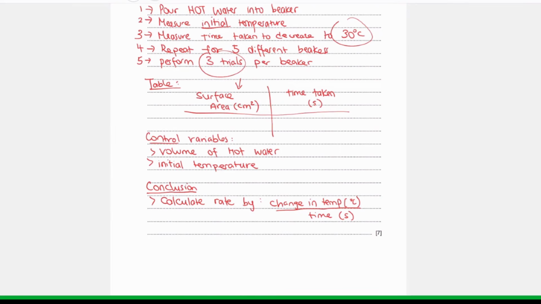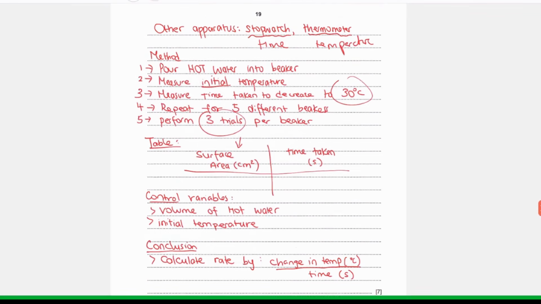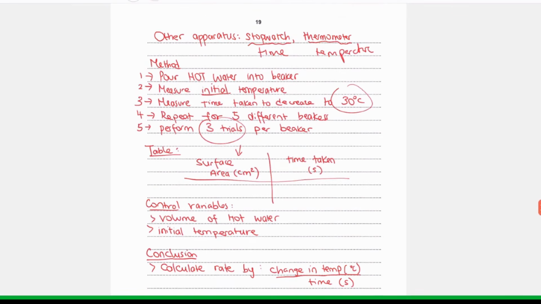To conclude, I simply calculate the rate by doing change in temperature in degrees Celsius divided by the time taken for that change in seconds. And I could take this further by talking about how we can plot a graph of change in temperature against time. But that's essentially all you need for 7 points. I essentially have more than 7 credit-worthy points.